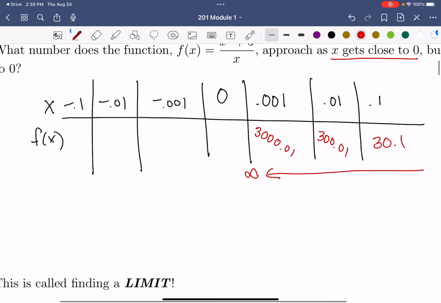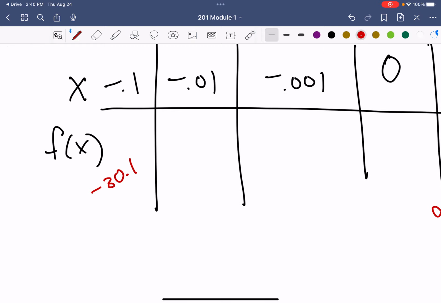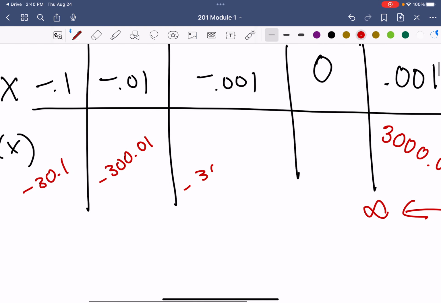What happens on the negative side? Well, let's try it out. So this time store negative 0.1, store in your alpha A, plug it in, and I get negative 30.1. Negative 0.01, store that one and go. Gives me negative 300.01. And negative 0.001, store that and plug in, and I get negative 3,000.01.